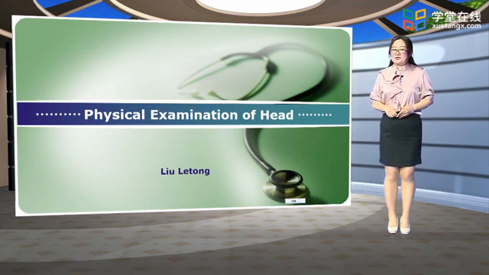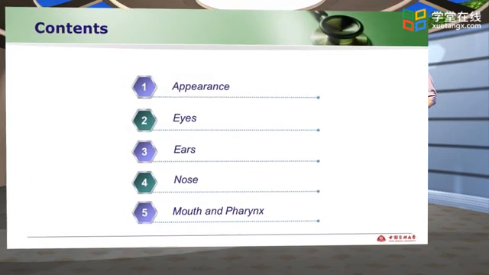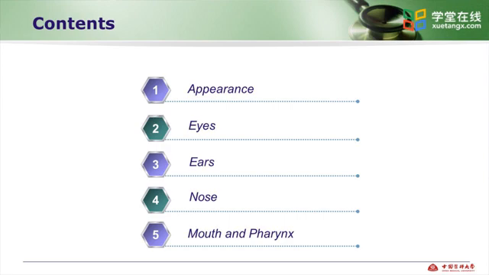Today we are going to talk about the physical examination of the head. I hope you will enjoy it. The lesson today consists of 5 parts: appearance, eyes, ears, nose, mouth, and pharynx.